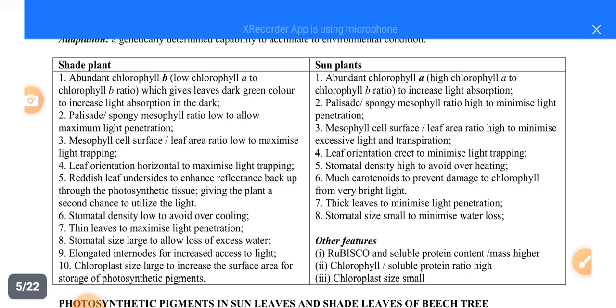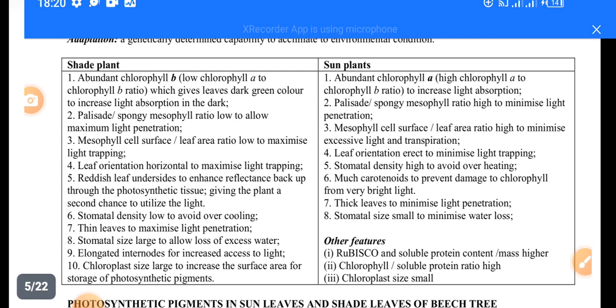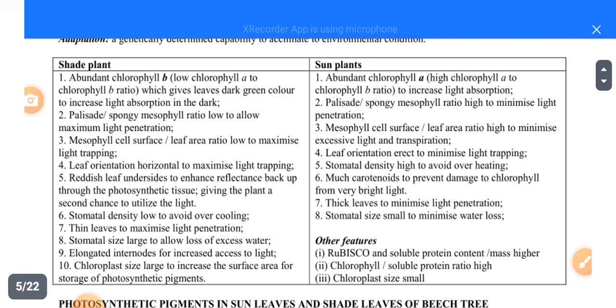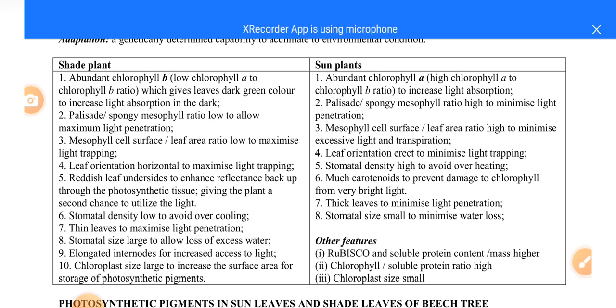Then from there, we are going to look at the sun plants. Under the sun plants, we are going to say abundant chlorophyll A, in bracket, a high chlorophyll A to chlorophyll B ratio. So we are saying that sunny plants have abundant chlorophyll A and a low chlorophyll B ratio. This is to increase light absorption.